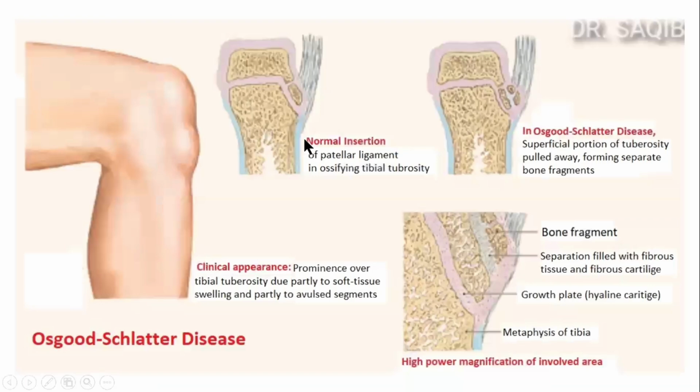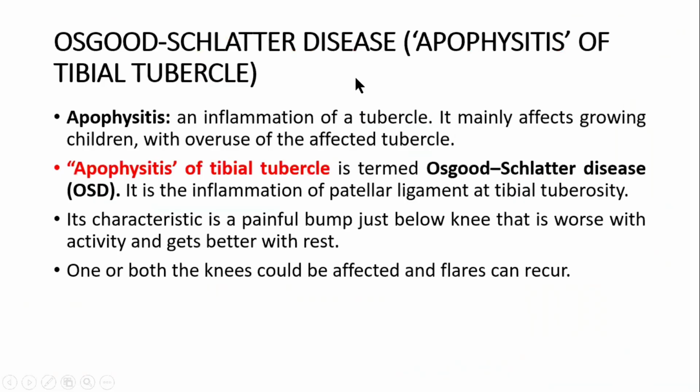And here you can see a normal insertion of the patellar ligament at the tibial tuberosity in the ossifying tibial tuberosity. These are various processes that occur during the disease, which we will sum up in the end. And this is Osgood-Schlatter disease, or apophysitis of the tibial tubercle. This is the term used for that.